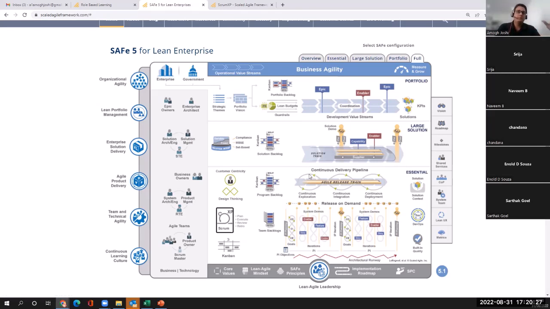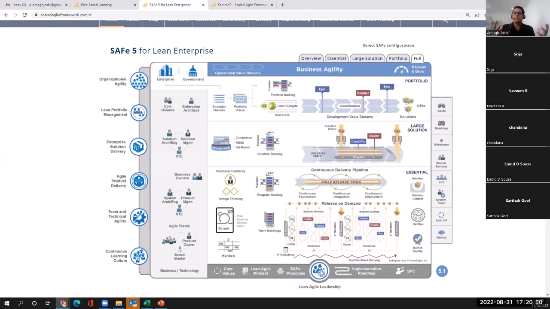Okay, so now we know these are the 5 questions that we see. Now we are going to talk about the 3 different flows in SAFe. We spoke about how people are organized: in development value stream, solution train, agile release train, and agile teams. So let's see the hierarchy in SAFe.